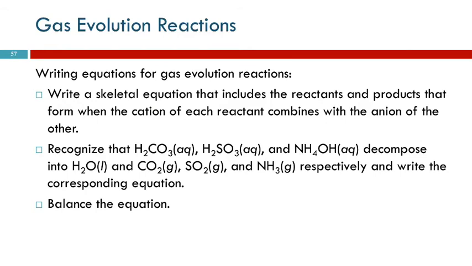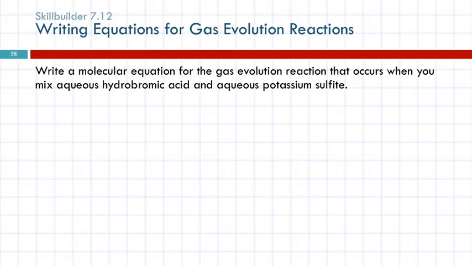So writing equations for these guys. It starts off the same. Write a skeleton equation with reactants and products, and then for the products, you just swap partners like we've been doing, but you have to recognize these guys, that those decompose, and then you also have to recognize that H2S is a gas, and then you balance the equation. So let's do an example. Write a molecular equation for the gas evolution reaction that occurs when you mix aqueous hydrobromic acid and aqueous potassium sulfite.